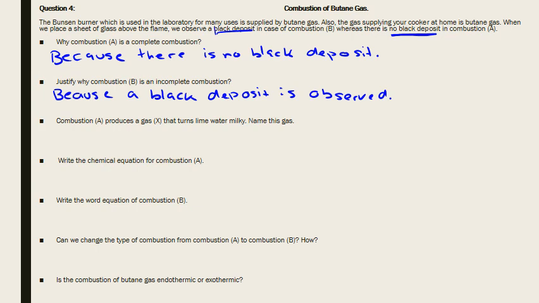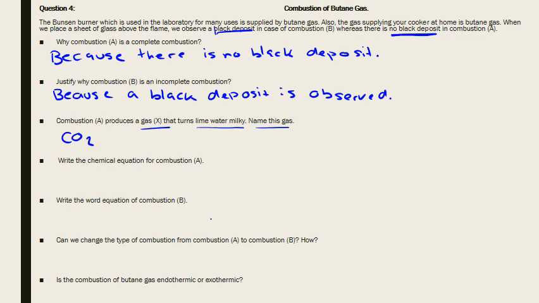Combustion A produces a gas X that turns lime water milky. Name this gas. So remember, if we use lime water, we'd automatically know it's carbon dioxide. Milky, cloudy, it's a similar interpretation, so both the same. So the gas is CO2, because we've used lime water, and lime water has turned from clear to cloudy in the presence of CO2.